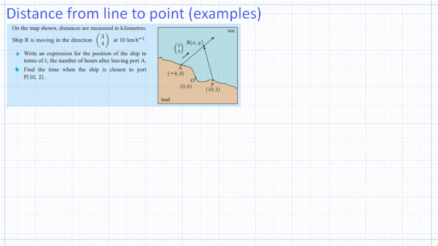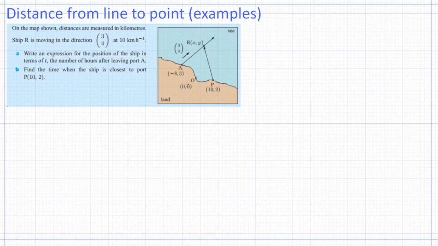Okay, so let's take a look at another example covering distance from line to a point. And the problem that we have now, we've got a map. So you can see a map here. We've got a ship which is going away from point A. This direction vector 3, 4 gives us the direction at which the boat's sailing. Point R is the point at which the boat is at any point in time.